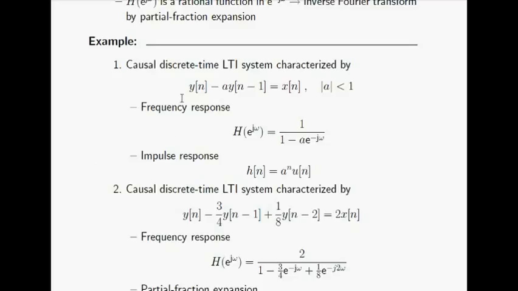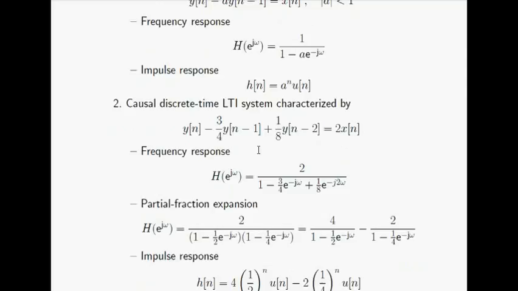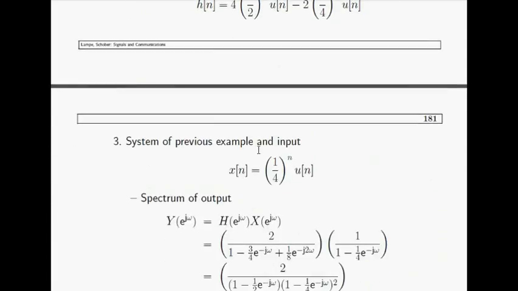Now let's see examples. The first example is where a discrete time LTI system is characterized by this equation. The frequency response will be Y(e^{jω}) minus a e^{−jω} Y(e^{jω}) equals X(e^{jω}). So H(e^{jω}) will be 1 upon 1 minus a e^{−jω}, and its impulse response will be a^n u(n). Similarly, you can find the frequency response for the second example.